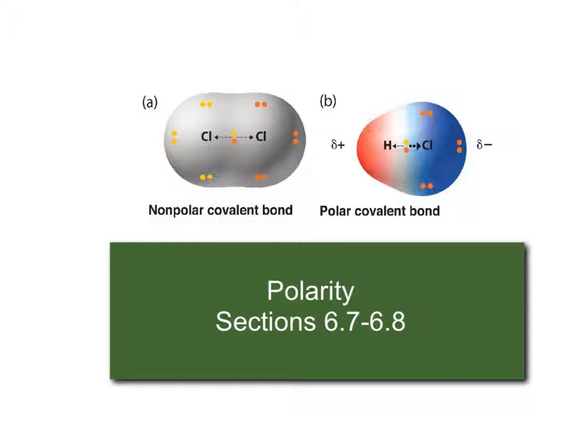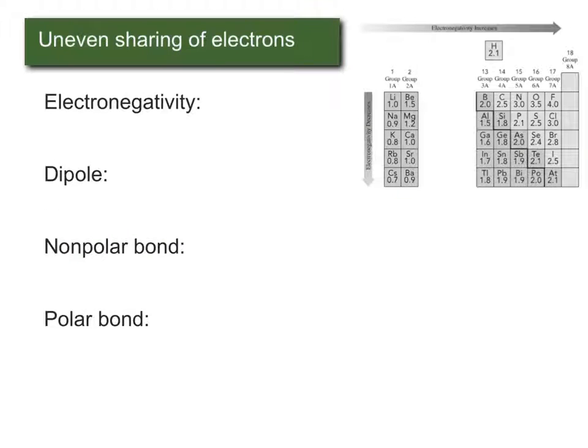So far we've talked about covalent bonds being the sharing of electrons, and today I'm going to tell you about how those electrons are not always shared evenly, and that's how we can have nonpolar covalent bonds and polar covalent bonds. Right, so the uneven sharing of electrons is based on the fact that really covalent bonds are more like a tug of war over electrons than they are sharing.